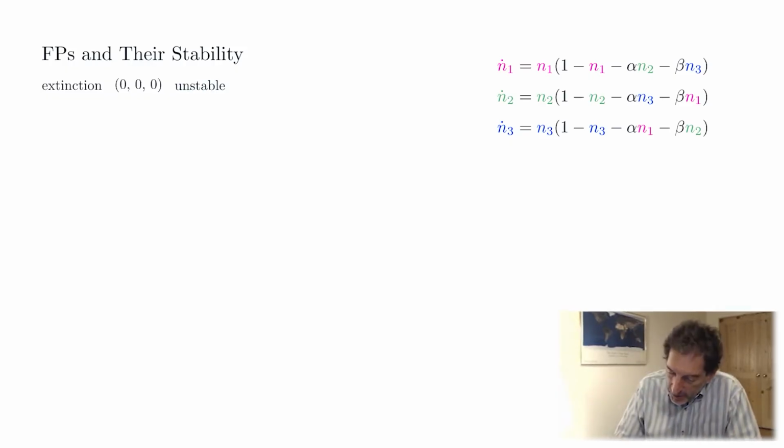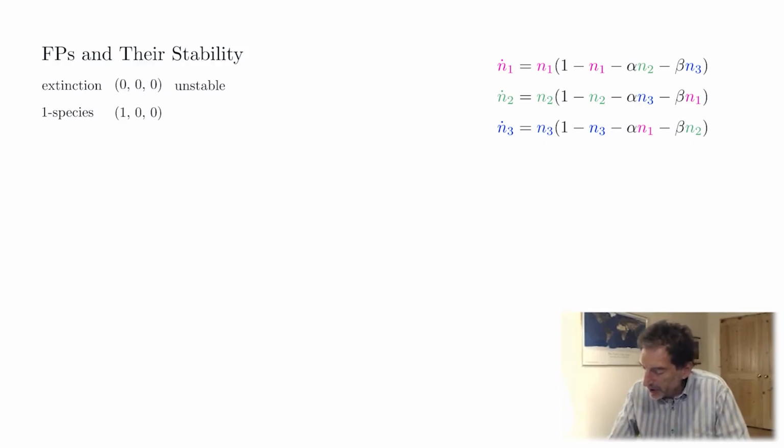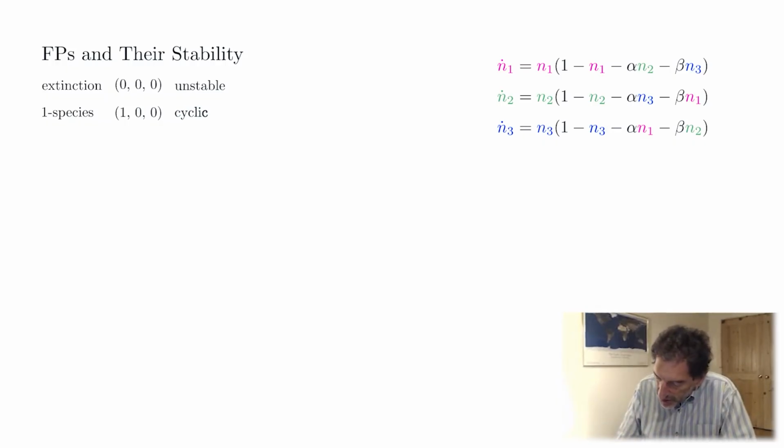The next type of fixed point is where we have just one species surviving. For example, we could have the fixed point 1, 0, 0. By inspection, it's clear that if I set n2 and n3 equal to 0 and n1 equal to 1, that serves as a fixed point. And in addition to 1, 0, 0, there's plus cyclic permutations. So the fixed points 0, 1, 0 and 0, 0, 1 are also one species fixed points. And as we're going to see, whether or not this fixed point is stable depends on the values of the competition parameters alpha and beta.